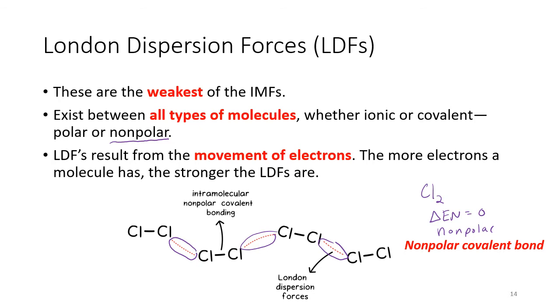We might imagine that if we draw the Lewis structure of Cl2, because this is a nonpolar covalent bond, we say that the electrons are equally shared between each chlorine. We usually draw them right in the middle and assume that's where they stay. But electrons are always moving, so at any one moment the electrons contained within that covalent bond could shift to one side of the molecule. This shifting of electrons is what causes London dispersion forces in nonpolar molecules.